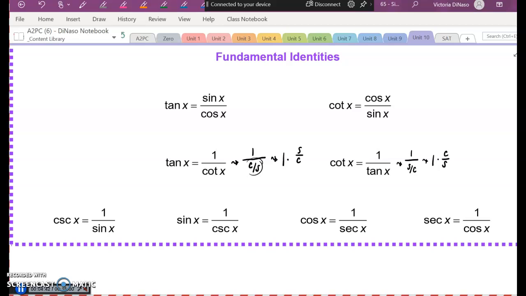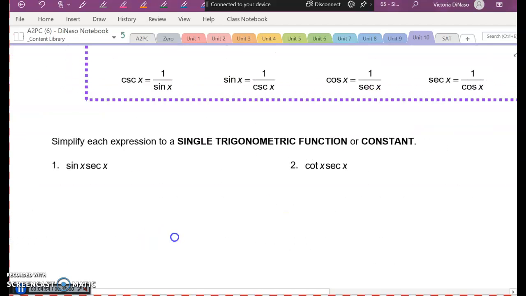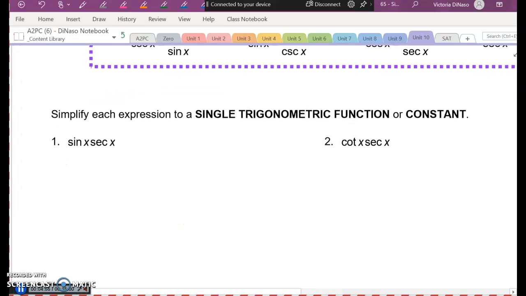Normally, we don't really use sine being 1 over cosecant or secant being 1 over cosine being 1 over secant. We normally don't use these middle ones, but just know that you can, okay? So here we go. We're going to simplify each expression into a single trig function or constant.